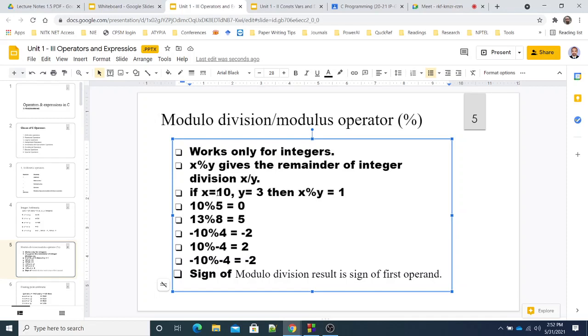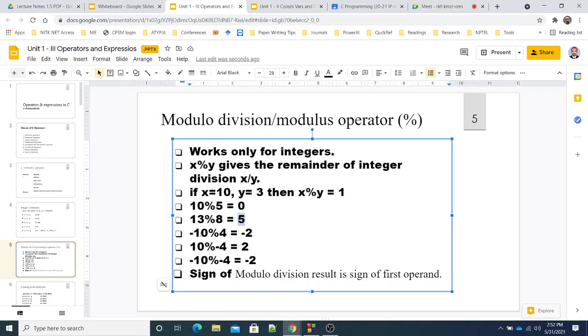We have some examples here. X is equal to 10, y is equal to 3 I am taking. Then x mod y is 1. That is, 10 mod 3 is 1. Quotient is 3, but remainder is 1. 10 mod 5 is 0. Already we saw. 13 mod 8 is 5. If anybody is having a doubt, 13 mod 8 is 5, because quotient is 1 when you divide 13 with 8. Then what is remaining, the remainder, is 5.